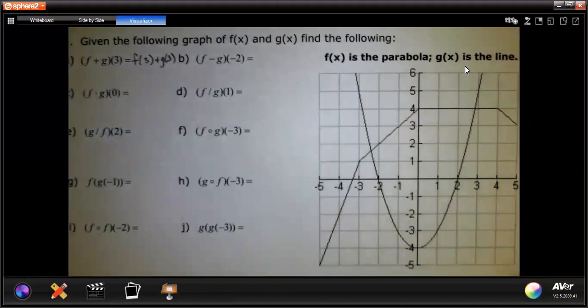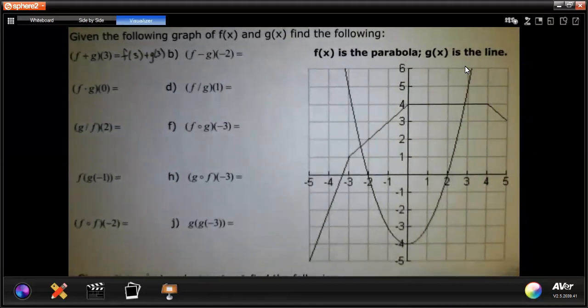So when we look at a graph like this, it tells us that f of x is the parabola. So this is our f of x function right here.